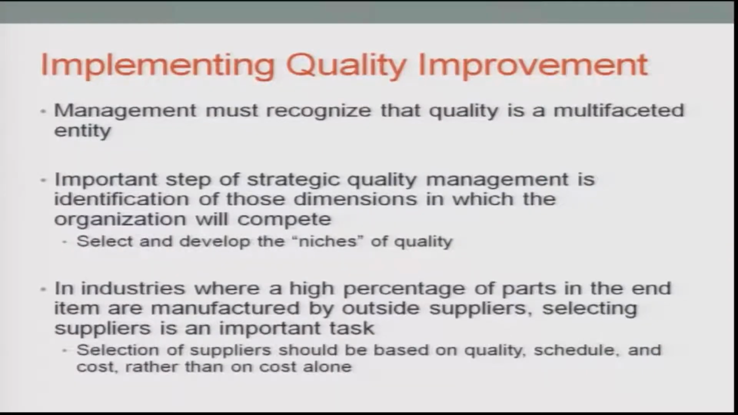So, important steps of strategic quality management are identification of those dimensions in which the organization will compete, as I said. Select and develop the niche areas of quality where you can improve the quality. In industries where a high percentage of parts in the end item are manufactured by outside suppliers, selecting a supplier is basically a very important task.